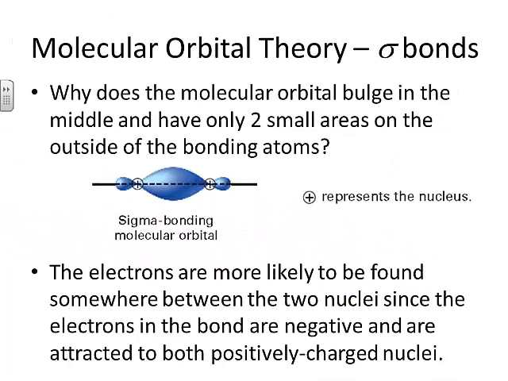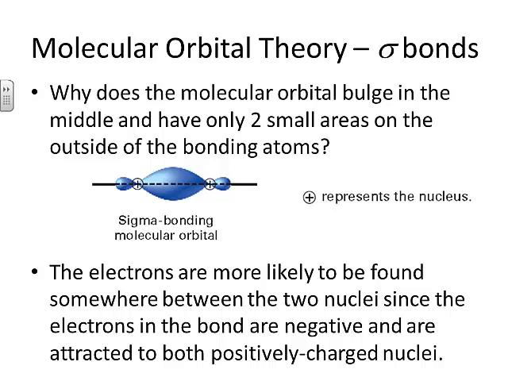Now, why does this molecular orbital bulge in the middle and have those two small areas on the outside of the bonding atoms? If you recall, when we draw orbitals, they're thought of as boundaries within which it's likely to find electrons. In this case, it's a boundary within which we expect to find a bonding pair of electrons. And so it's very likely you're going to find those two electrons in the middle there between the nuclei of the atoms that are bonding together.